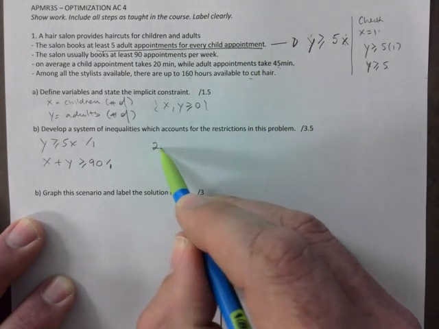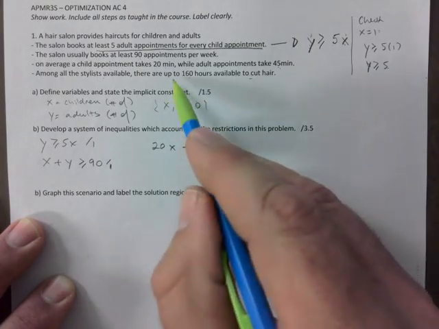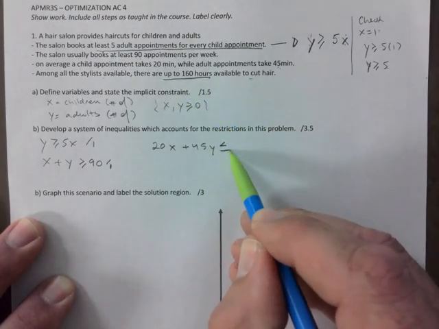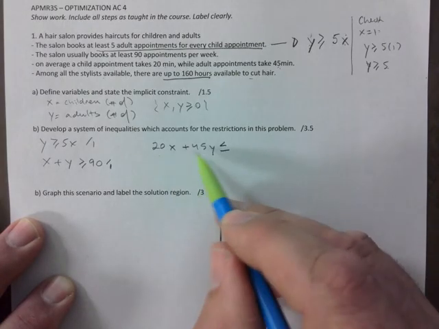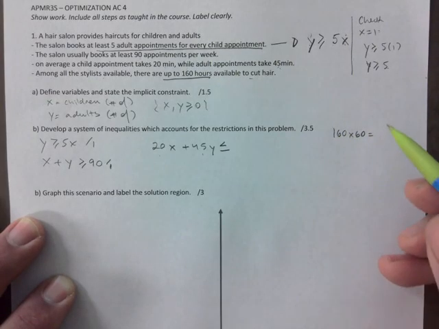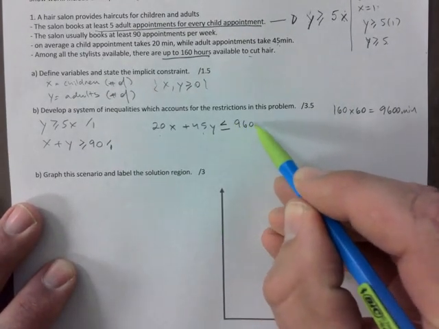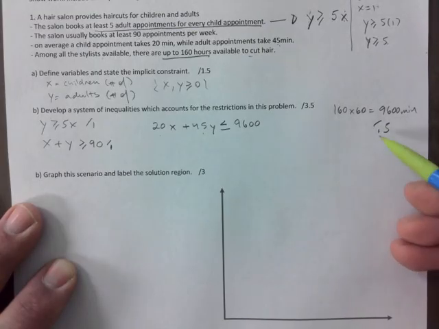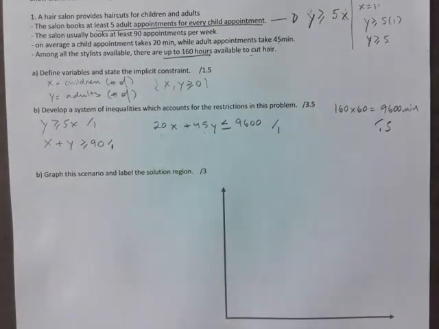So in this case, you need to go 20x plus 45y, right? And there's up to that much available, so it has to be less than or equal to what? Can you use 160? You cannot because it's minutes, minutes, hours. So you just do 160 times 60, and that would be 9,600 minutes. Okay. So 9,600 is what, so this is a half mark here for that step, and this would be a mark for writing it out. This is one of the harder ones, by the way.